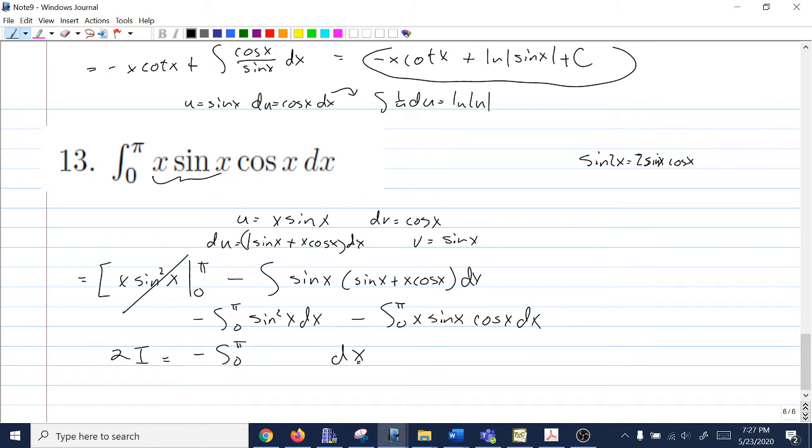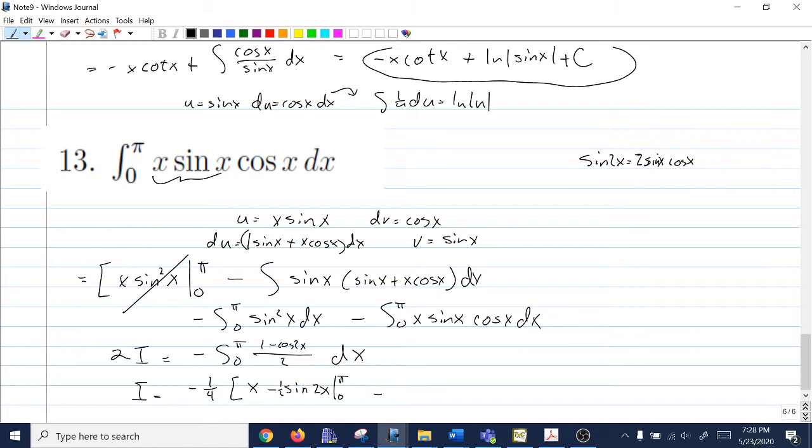How do you integrate sine squared? I don't know if you've seen this yet, but in the trig trick section we learned the power reducing formula. This is 1 minus cosine 2x over 2 dx. So our integral that we want is going to be negative 1/4 integral from 0 to pi of, the integral of 1 is x, minus the integral of cosine 2x is going to be sine 2x, divide that by 2. Still need to evaluate from 0 to pi.